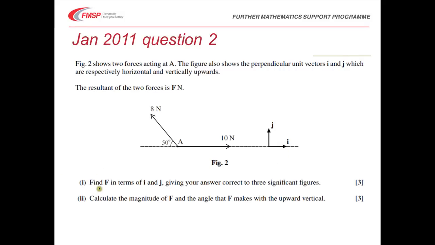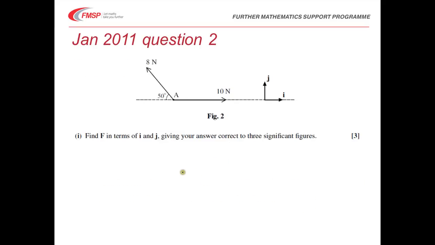Part 1 asks us to find the resultant force F in terms of I and J, giving our answers to 3SF, 3 marks, and then for the second part we have to calculate the magnitude of F and the angle that F makes with the upward vertical. So let's have a look at the first of those two parts. We've got to find F in terms of I and J.